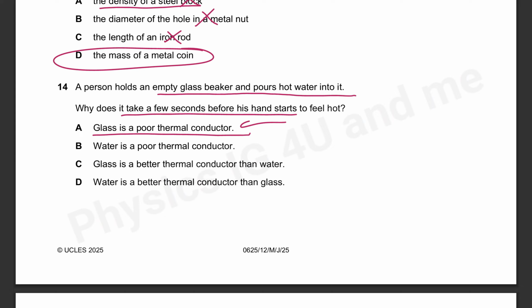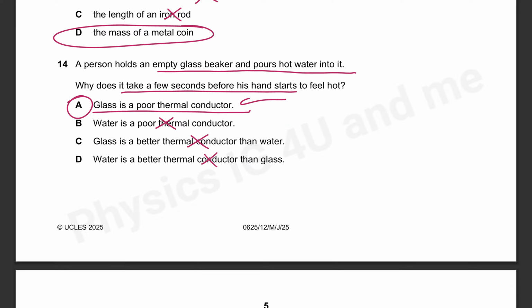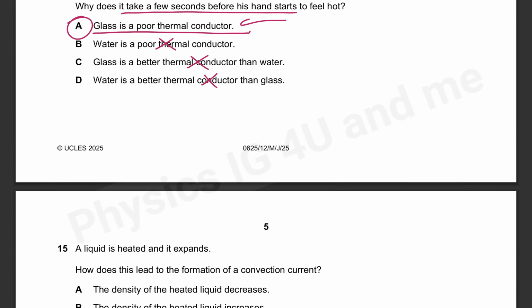Water is a poor thermal conductor. There's no conduction in water. It's convection. Glass is a better thermal conductor than water. No. Water is better thermal. No. So it's option A. Okay, remember, conduction in solids, convection in fluids, right?